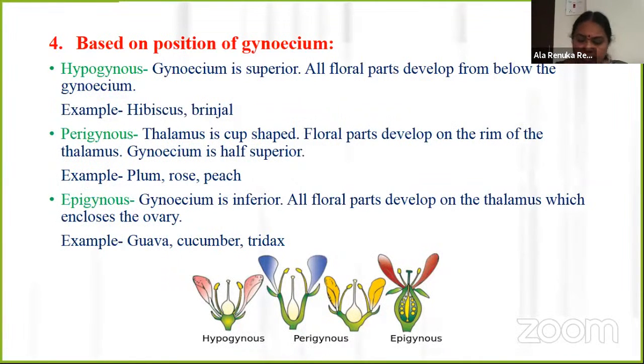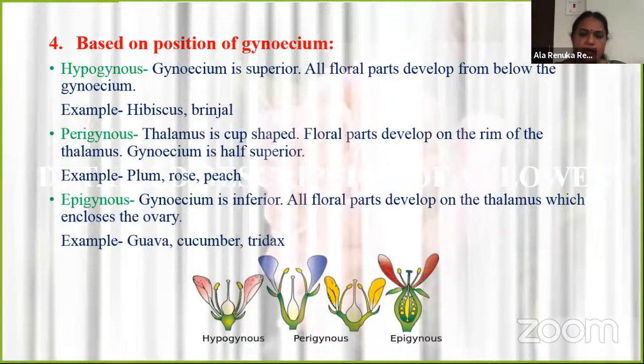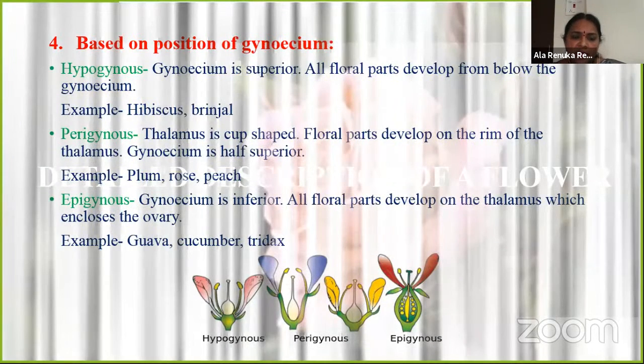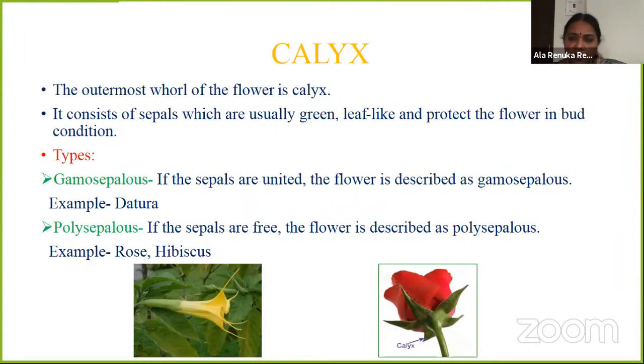Then the detailed description of the different parts of the flower. Okay, first we come to the outermost whorl of the flower. The outermost whorl of the flower consists of the calyx, that is, sepals. Calyx is sepals. Usually they are green in color. Their function is to protect the flower in bud condition before the flower blooms out. Once the flower is developed inside and it is ready for reproduction, the flower usually opens up. Till then, the flower is protected inside the sepals. So sepals protect the flower when it is developing, when it is in bud condition.